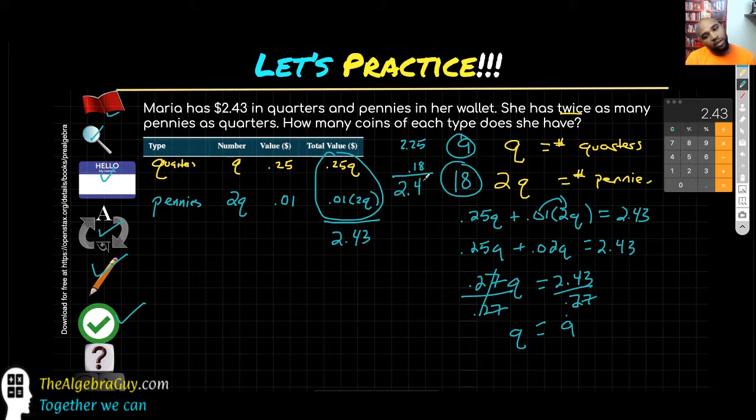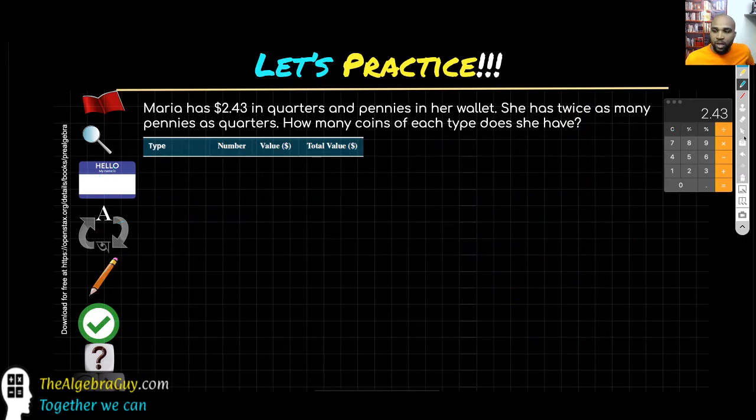Now, I tell you, a lot of students don't check their answer, and they end up making little mistakes and not catching them. But the excellent students who are wanting to do well and who consistently do well have some way of checking their answer. Did we answer the question? Yes. We want to write it out. There are 9 quarters and 18 pennies. So please, if you're doing an assignment, write that out so that the teacher has no chance to count yours wrong because you completely answered that question.